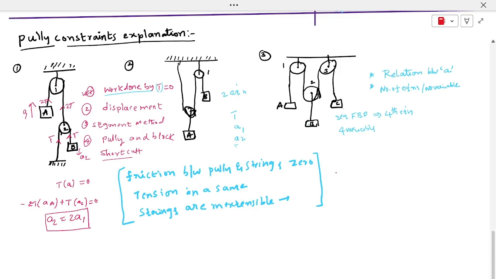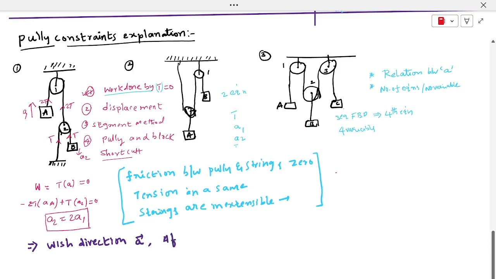Now, the first method: work done by the tension is 0. Work done equals force into displacement, but here the derivative of the displacement will give acceleration. So, directly we'll write T into acceleration equal to 0. A small example here: this is A block and B block. And remember this point: you can consider the acceleration in any direction you like.